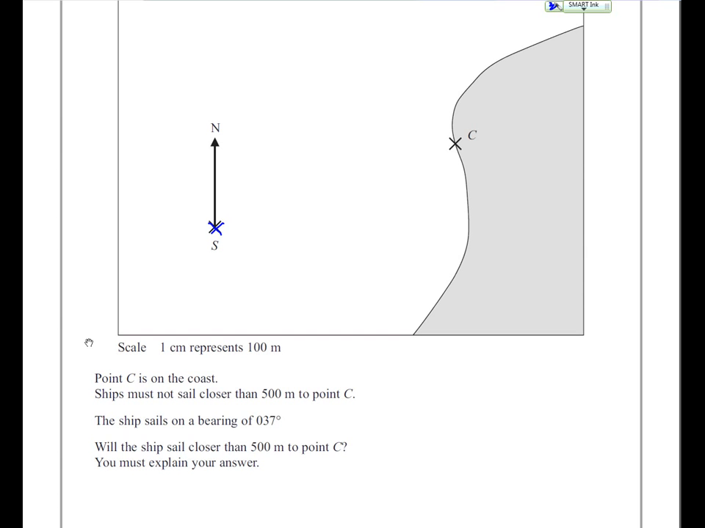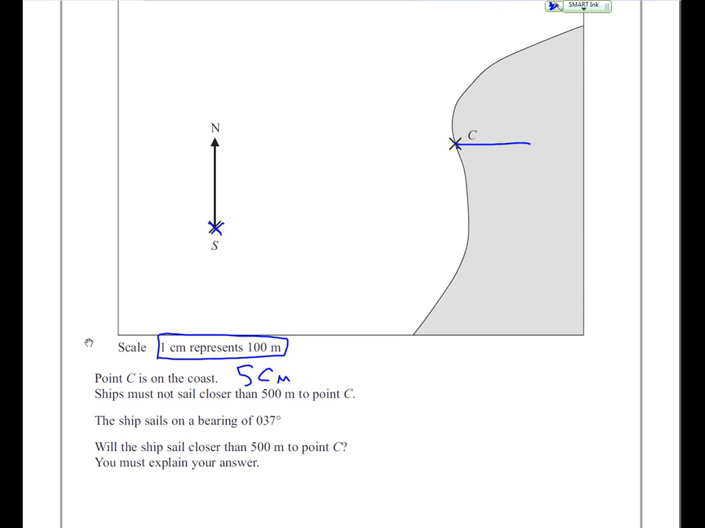Let's read it. Point C is on the coast. We can see that. Ships must not sail closer than 500 meters to point C. Now, I'm afraid to say I'm not going to be able to do this perfectly with just a pen. So we need to think and explain what we're going to have done. 1 centimetre is 100 metres. So 500 metres in our scale is 5 centimetres. This is what you'd do in your exam.